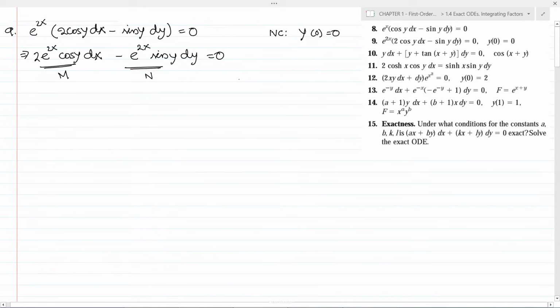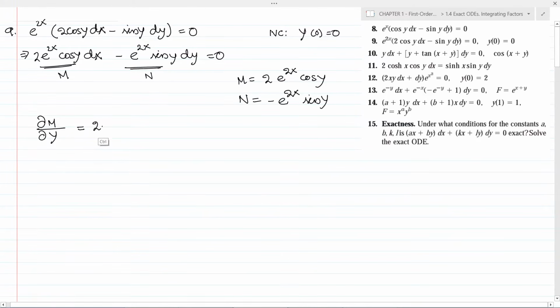We have M equal to 2 e to the power 2x cos y and N equal to minus e to the power 2x sin y. So, first we will calculate del M by del y, which is equal to, we take x equal to constant.